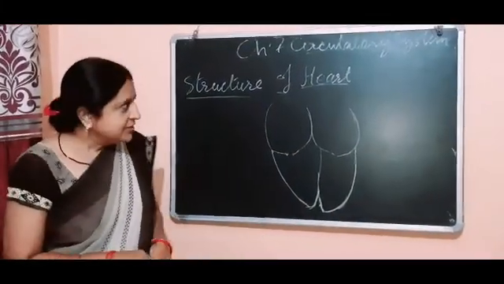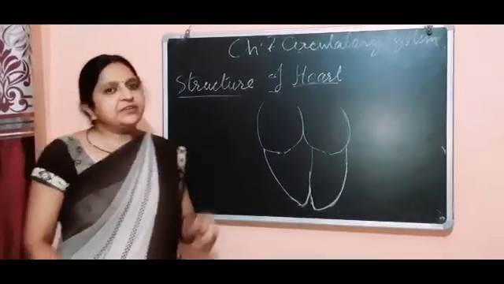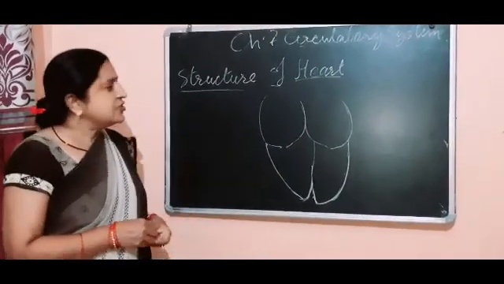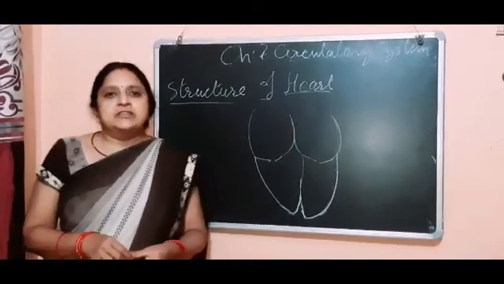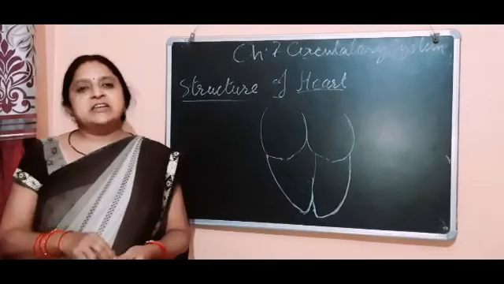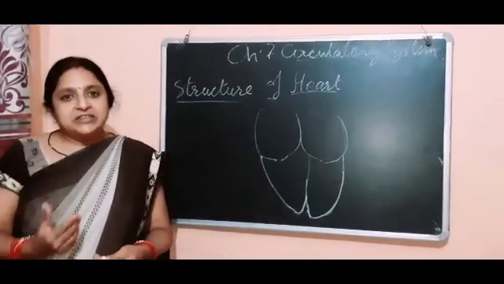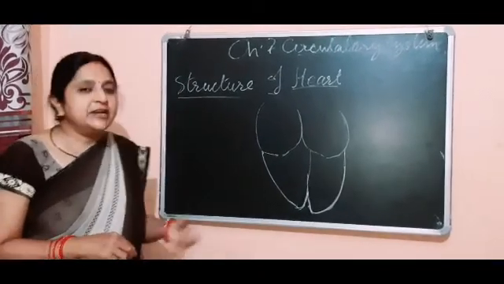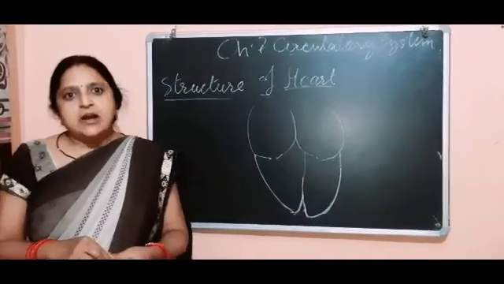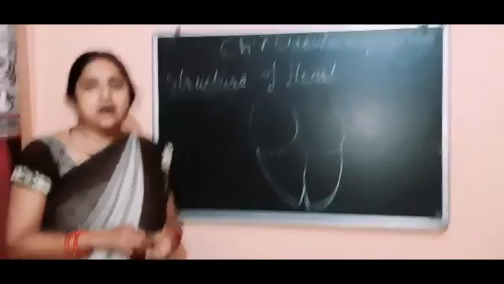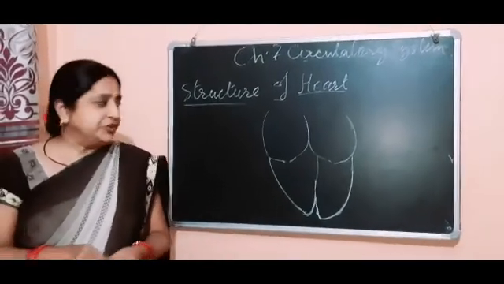Good morning, students. Today I will start the next topic of chapter 7. It is the structure of the heart. In the last class I taught you that there are three organs involved in the circulation of the blood: blood itself, the heart, and blood vessels. So today we will study the structure of the heart, and how the heart circulates the blood throughout the body.